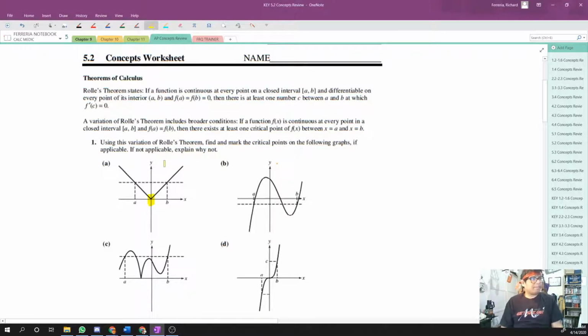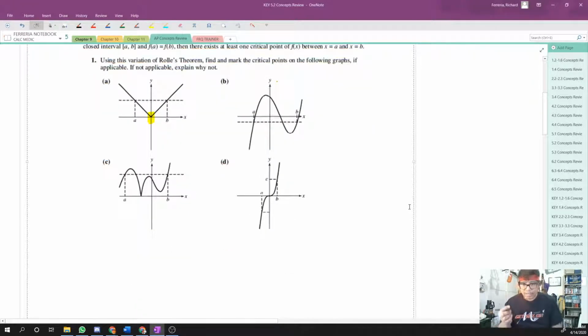Letter B. Is this function continuous everywhere between a and b? And I believe it is. Next, does f of a equal f of b? And I believe it does. Taking a look here, f of a is here. f of b is here. Those two lie at the same vertical height. So that would mean that we should be able to find some critical points. Here's a critical point, has a horizontal tangent line. Here's another critical point, again, horizontal tangent line.